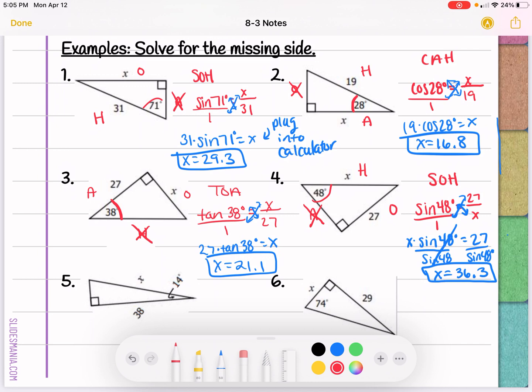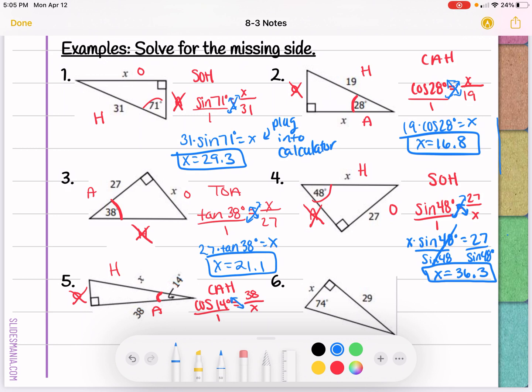So here, this is my hypotenuse. This is my angle. So this would be opposite. This would be adjacent. I'm going to cross out the O because there's nothing else there we can use. So I'm left with A and H, which come out in CAH. So I would say cos 14 degrees equals A over H, which is 38 over X. Here I'm going to put an imaginary 1 so I can cross multiply.